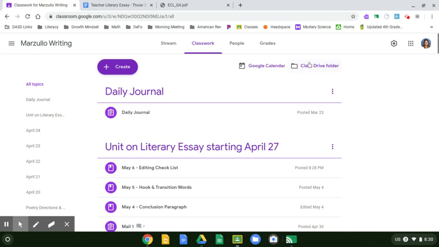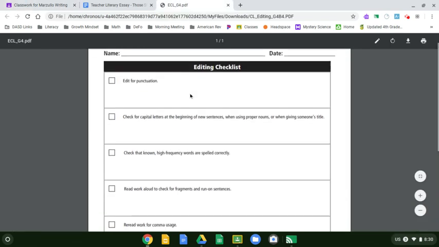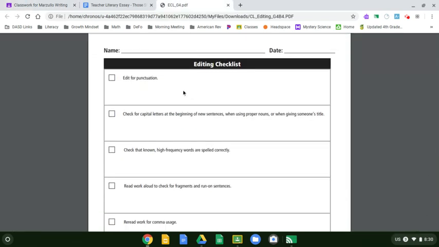Okay, so here we are in writing. Down here, May 6th editing checklist. This is what it looks like. Okay, so this is your 4th grade editing checklist.